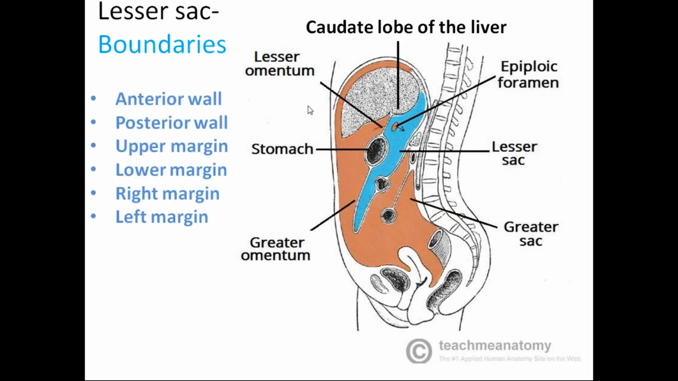Okay. So now you know the location of the lesser sac. If you see the boundaries of the lesser sac, it has an anterior wall and a posterior wall. It has a lower margin, an upper margin, a right margin and a left margin. So in this picture, you can tell the anterior wall. The anterior wall is formed by the peritoneum covering the caudate lobe of the liver and caudate process of liver. And as I said already, the posterior layer of lesser omentum. Then next will be the peritoneum covering the posterior surface of stomach and the second layer of the greater omentum. So this forms the anterior wall of the lesser sac.